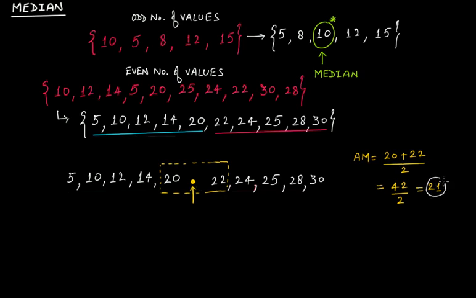21, right? So the median value will come here, that is 21. This is your median value. Let us take one more example for the same even number of values.